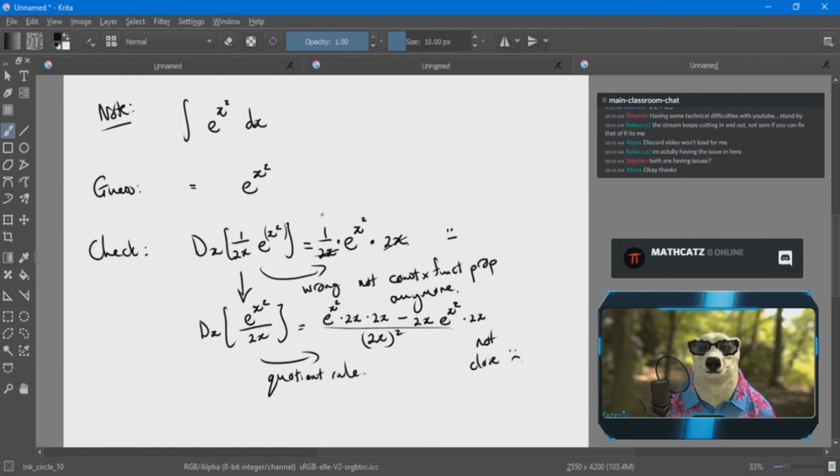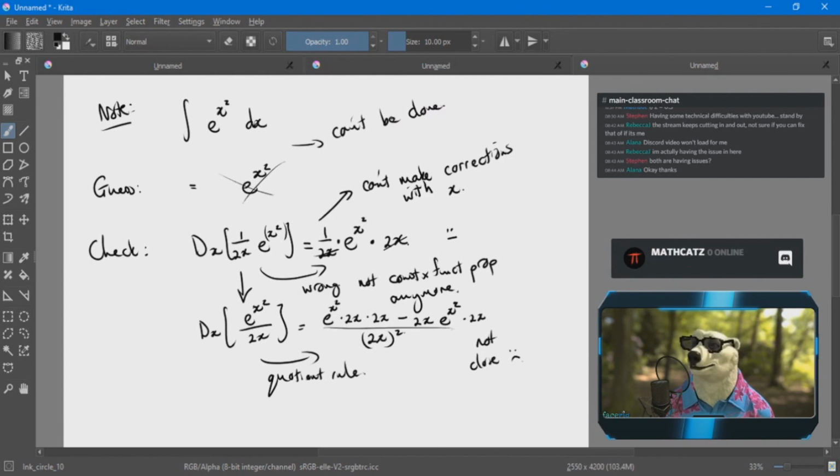I can't make corrections, I'll call it, or adjustments with x in it. I can only correct numbers popping out by a power rule or something. I can't make corrections with x's. So in fact, it can't be done. There is literally no function I can write down that is the antiderivative of e to the x squared. It cannot be done.